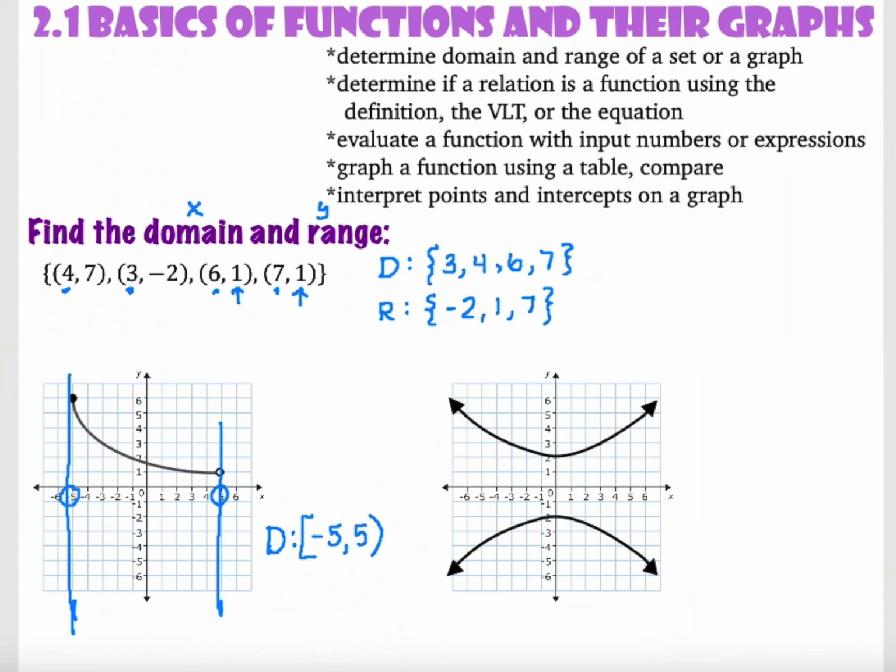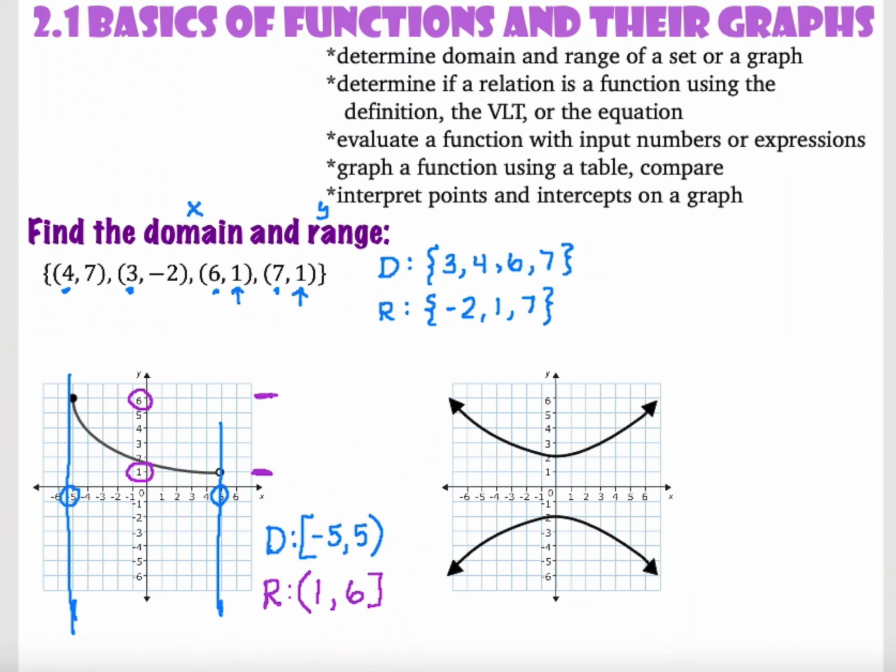Let's talk about range on the same graph. For range, I'm trying to see how high and how low this graph goes. It looks like the highest it goes is up to 6, the lowest it goes is down to 1. So the range would be from, well, let's put the smaller number first, so 1 to 6. That 6 is included and the 1 is not included.